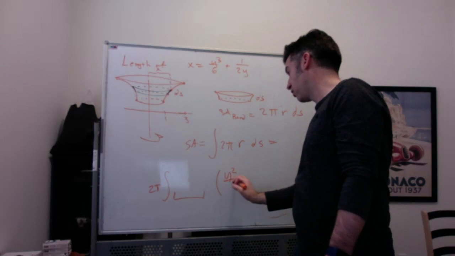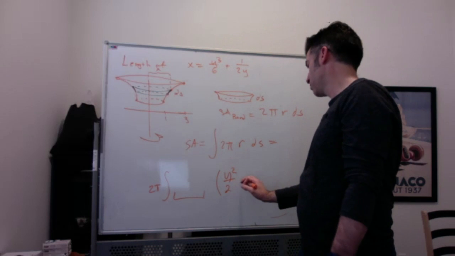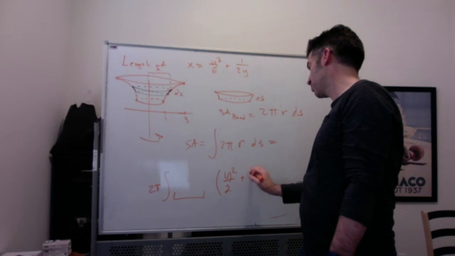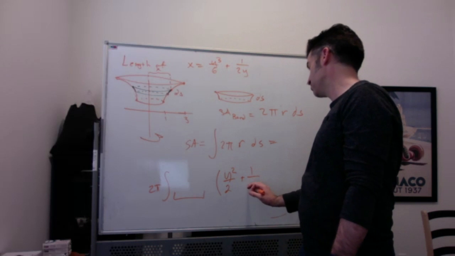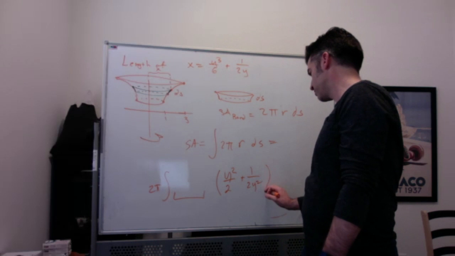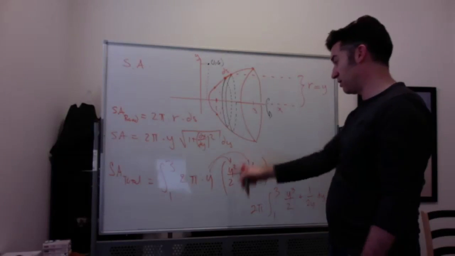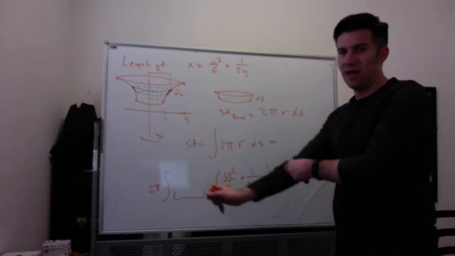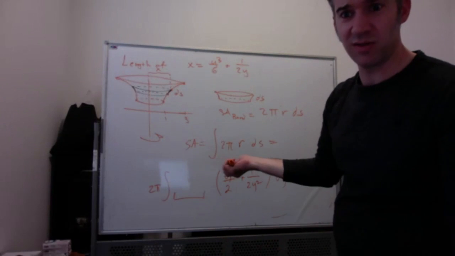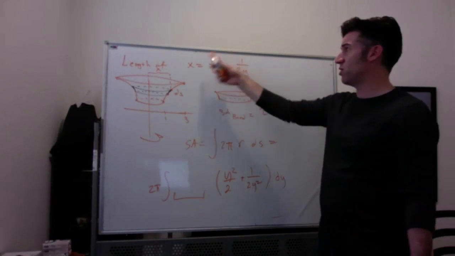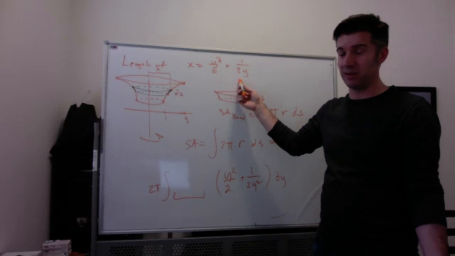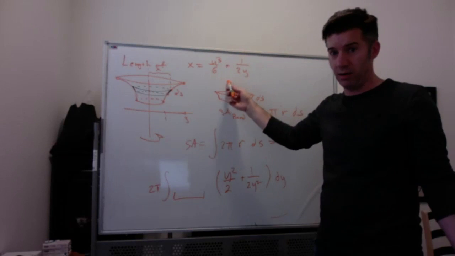y squared over 2 plus 1 over 2y squared. Right, that's what it was last time? Yeah, that's what it was last time. That was my ds. Okay, here's the problem. Even if I wanted to, I couldn't do this in terms of x. There's no way we're solving this equation for y. I think it's literally impossible to isolate y here.